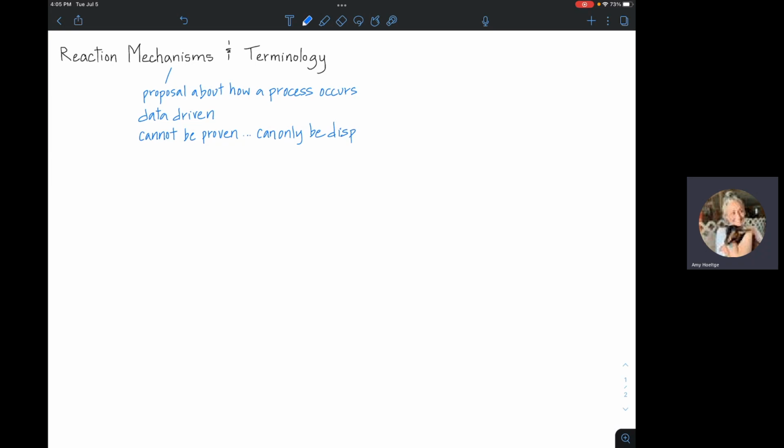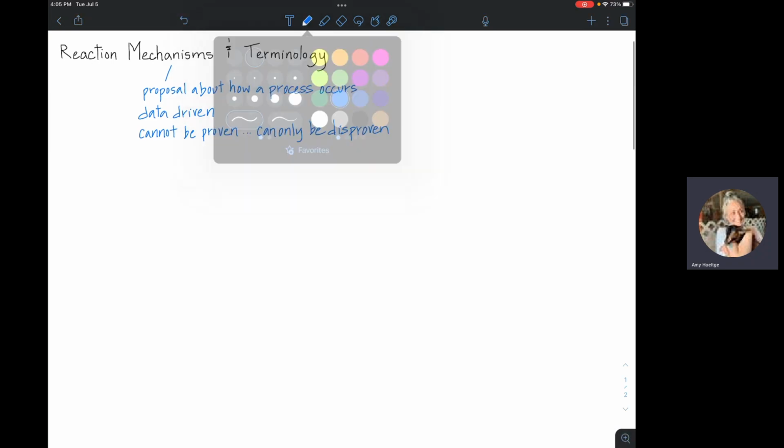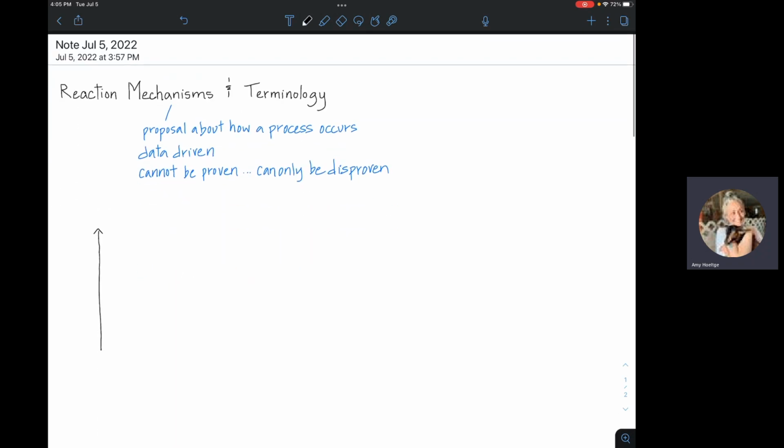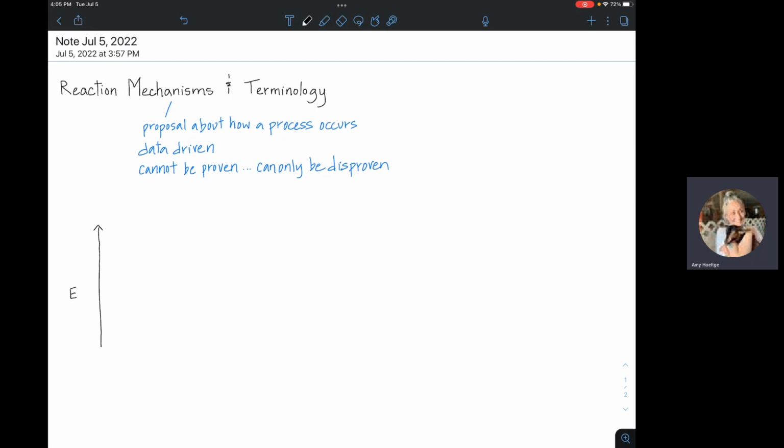And I want to show you two reaction coordinate diagrams that will be helpful to us in this course. So the first one I want to show you is, again, we're going to be plotting energy versus, so increasing energy relative to the reaction progress.